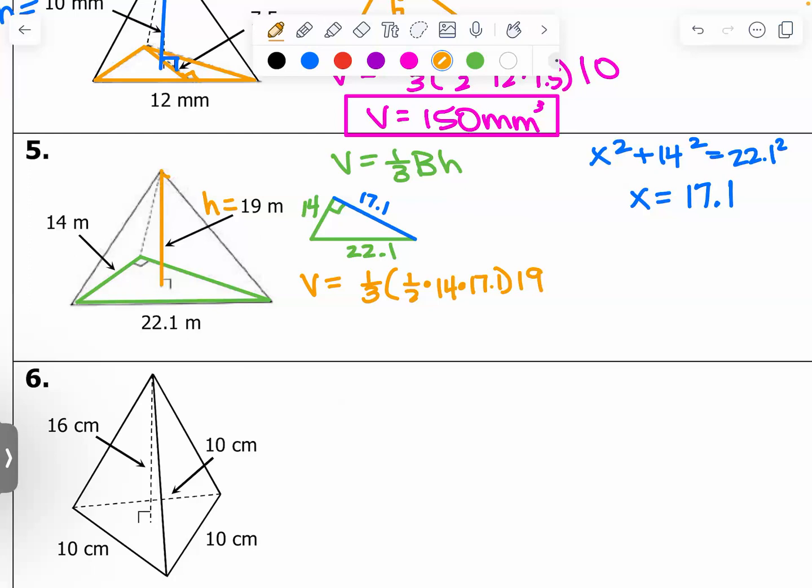What? 758.1. Did you divide by 3? 758.1. I did not. Don't forget that 1/3. Answer 750. All right. You and your elbow partner work together on number 6. Let's see what you got.